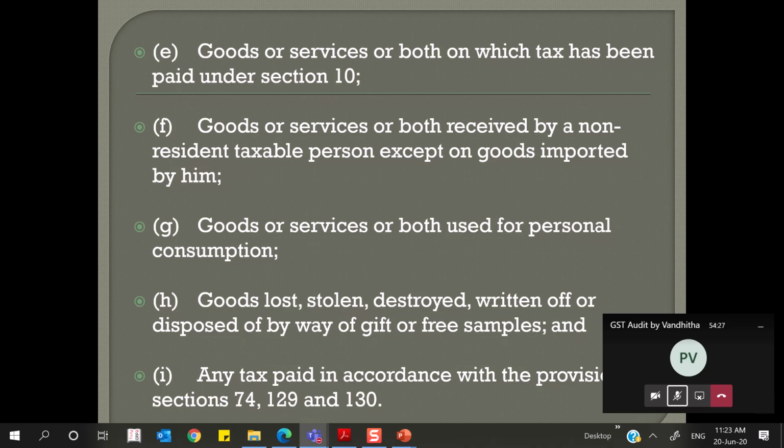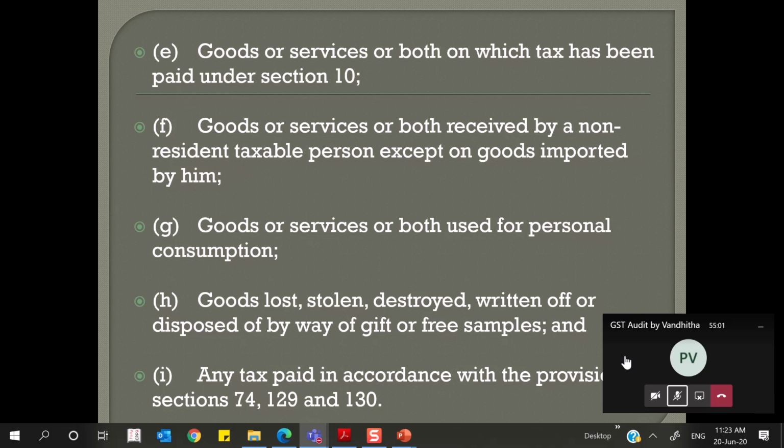Goods or services on which tax has been paid under Section 10. Section 10 means composition scheme. They are not able to claim input tax credit. And next, goods or services or both received by a non-resident taxable person, except on goods imported by him. Import means only goods imported. Goods or services received by a non-taxable person cannot claim the input tax credit. Goods or services or both used for personal consumption.